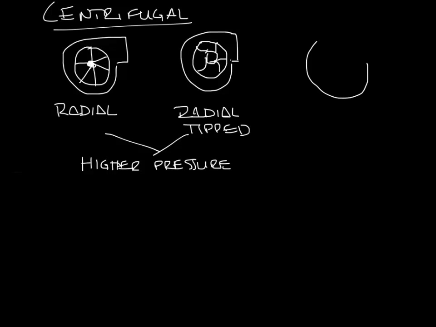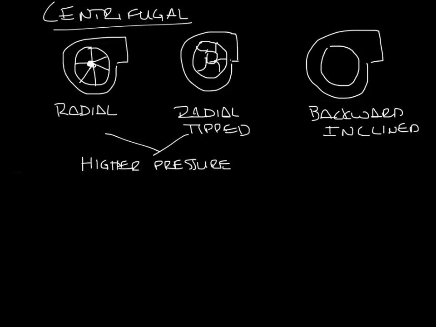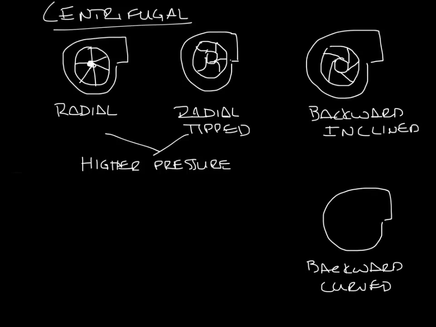Next, let's look at backward inclined fans. They look kind of like this. Again, draw our blower and our wheel and our hub in here. And now the blades are just tilted backward from the hub. Backward curved blades are similar to backward inclined, except the blades are curved. So again, our wheel and our hub, and we'll curve the blades backward.